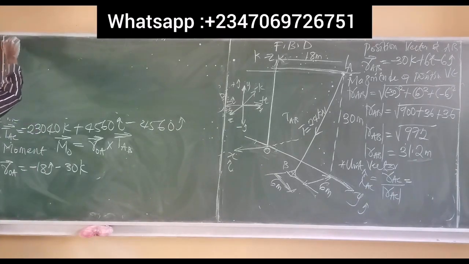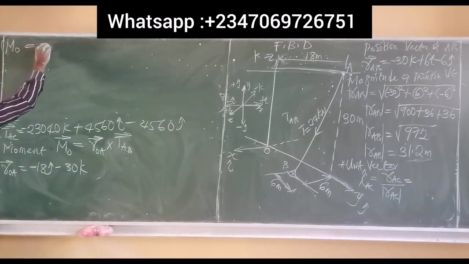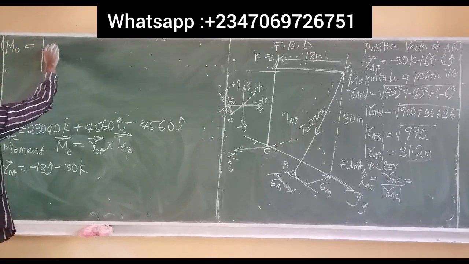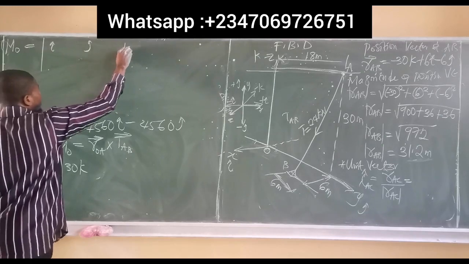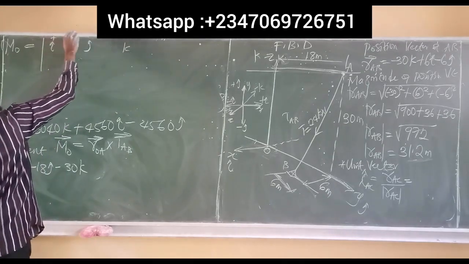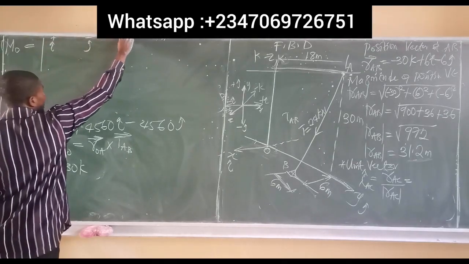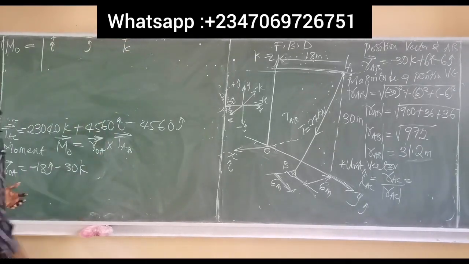Moment about point O is now equal to, let's use matrix to solve. This is our i, j, and this is our k. Not forgetting, the first is positive, j is negative, and this is positive. That's the direction of the matrix. So we start inputting. We can start with the tension, or you can start with the position vector. Let's start with the position vector.